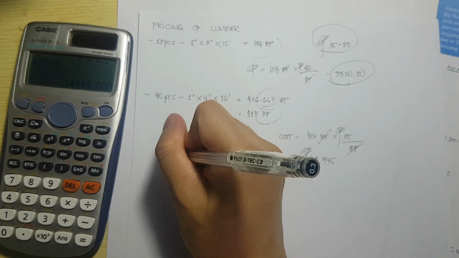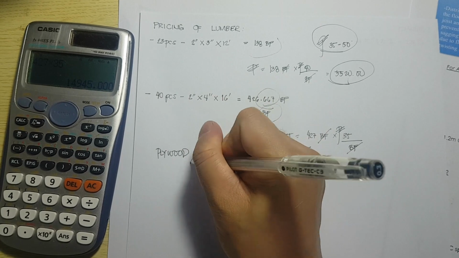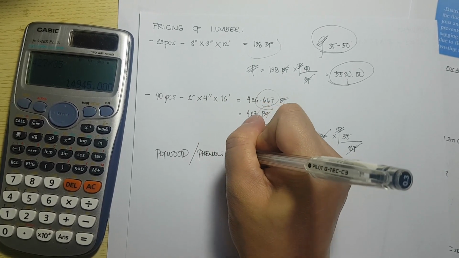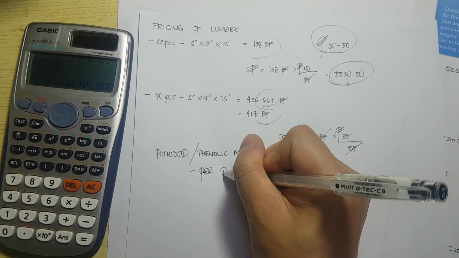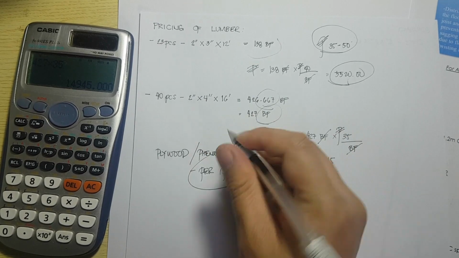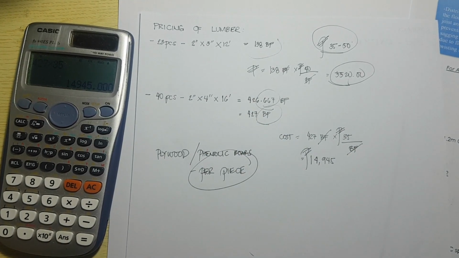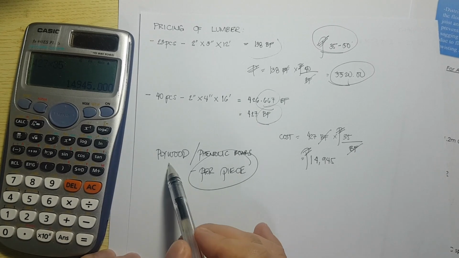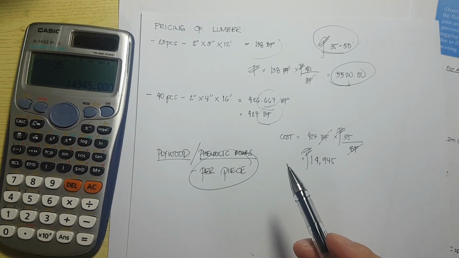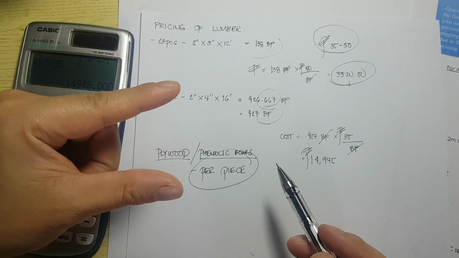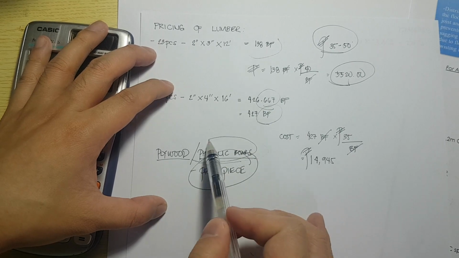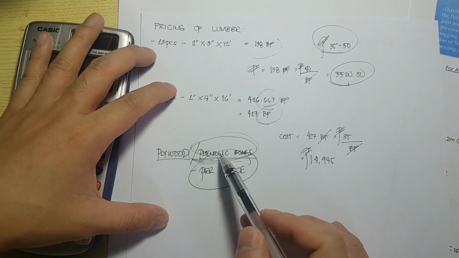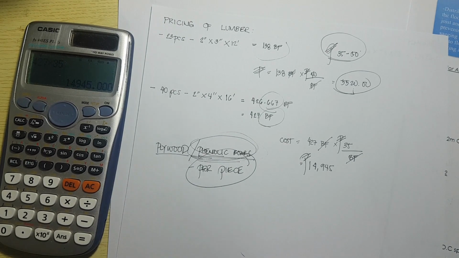Now for plywood or phenolic board, it is simply per piece. Okay? So per piece ang ating pricing. The pricing of your plywood or phenolic board varies from the thickness. So pag mas makapal yung plywood natin, mas mahal. Pag mas manipis, mas mura. Then, compared sa phenolic board, mas mahal si phenolic board because phenolic board, we can use it for several times, okay? Depending sa pagkaka-baklas ng ating forms.